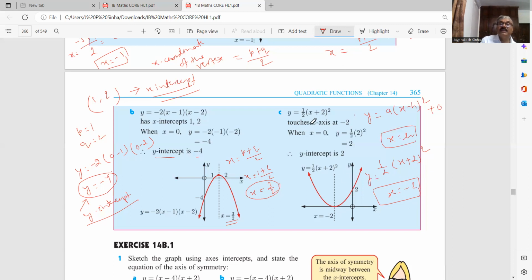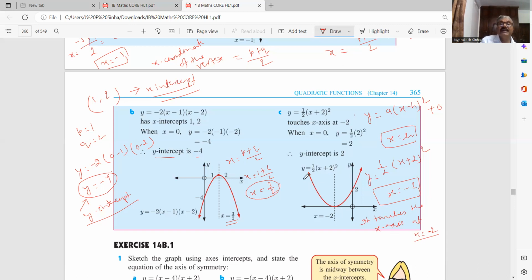Correct? Now we have to find the vertex. In this case we already know that if your graph is of this form, then it will not cut the x-axis at two places. It will only touch the x-axis. So where does it touch? It touches the x-axis at x is equal to h, or x is equal to minus 2. Touching at x is equal to minus 2, and x is equal to minus 2 is the axis of symmetry.